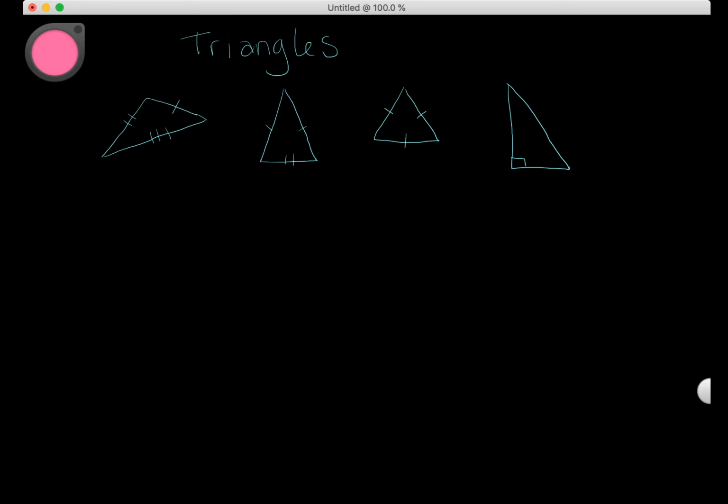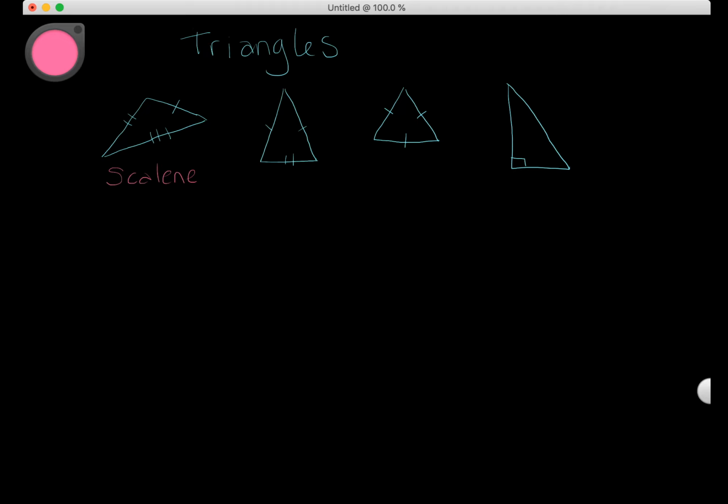Mrs. LaJoy here. Today, I just want to go over kinds of triangles and quadrilaterals. So, first of all, types of triangles. I've already drawn them out here. This first kind of triangle is called a scalene.